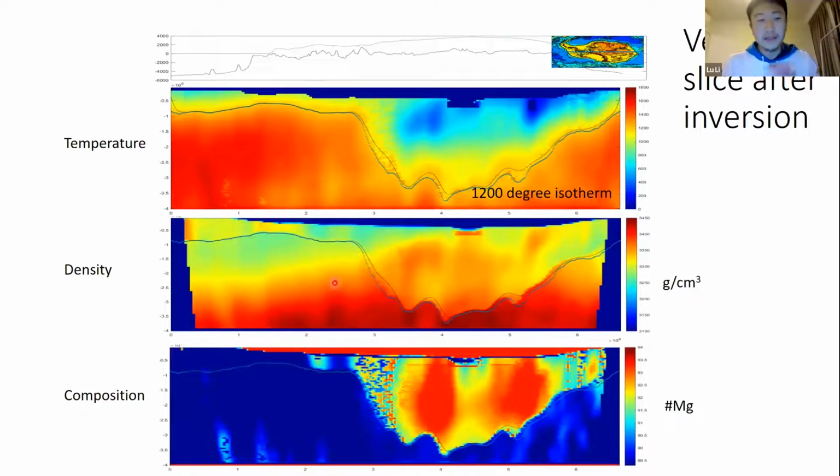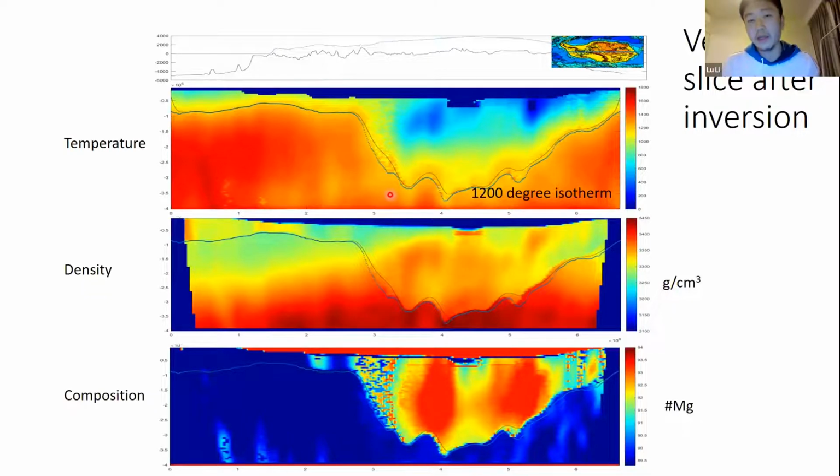So we correct the densities and estimate the temperature and the composition. You can see the predominant difference. We got very hot and thin lithosphere in West Antarctica, and very thick, dense and highly depleted cratonic lithosphere in East Antarctica. One thing I want to point out is the dashed line, the initial 1200 degree isotherm, which is our initial estimation of the lithosphere thickness.